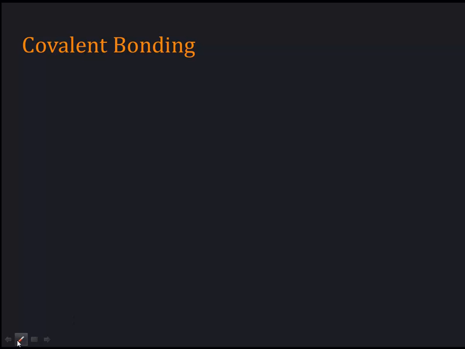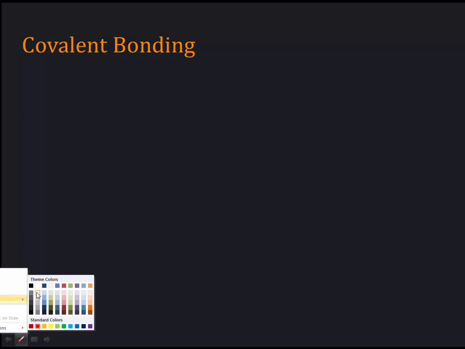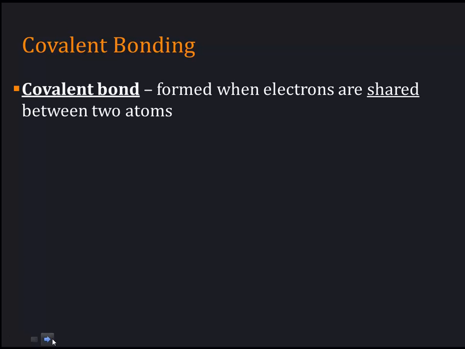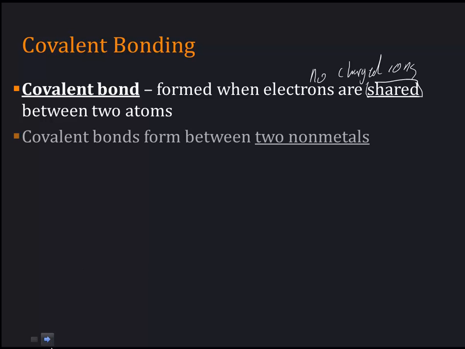In this video, we're going to take a look at covalent bonding, and this is different than ionic bonding. Ionic bonding happened between a metal and a nonmetal. Covalent bonds are going to occur between two atoms, and instead of transferring electrons, we're going to share electrons. Okay, so we're not going to have any charged pieces. No charged ions here. So when a covalent bond forms, these electrons are shared, and that happens between two nonmetals.